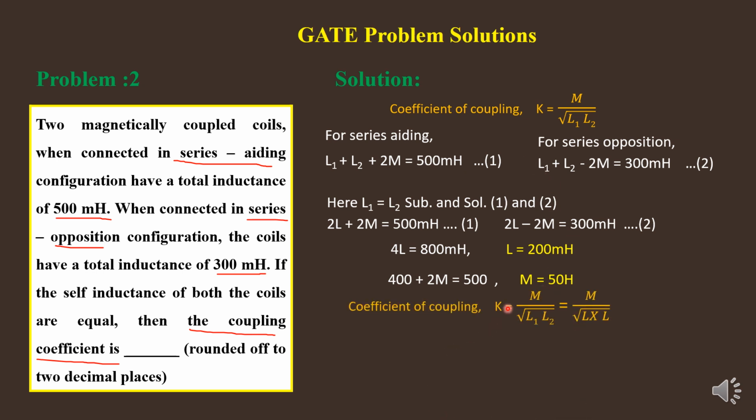Coefficient of coupling K equal to M by root of L1 L2. Here L1 equal to L2 is the condition, so root of L into L is L, and K is M by L. Substituting, 50 by root of 200 into 200, which is 50 by 200, 1 by 4. 1 by 4 is 0.25. So 0.25 is the coefficient of coupling. 0.25 is the answer.